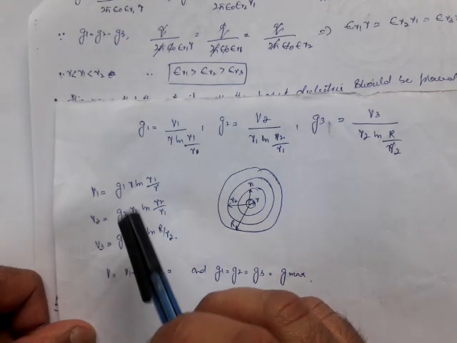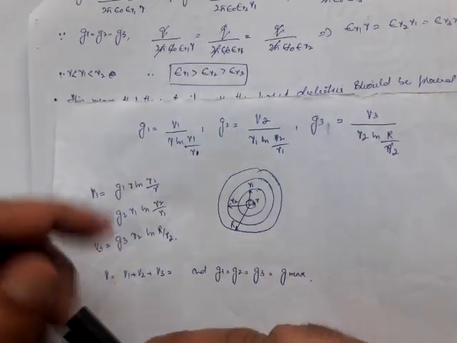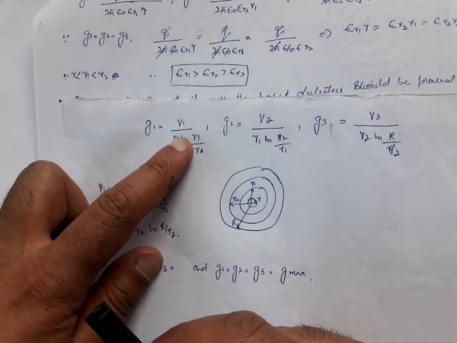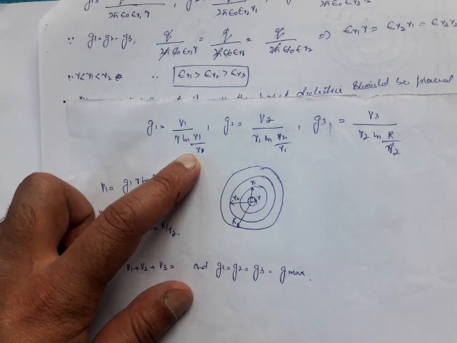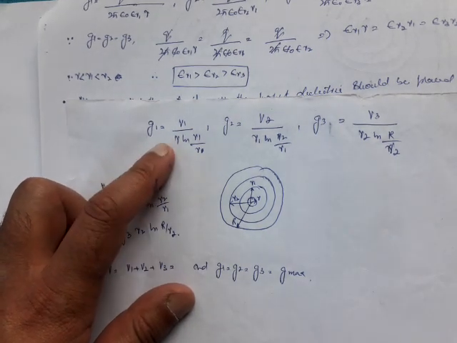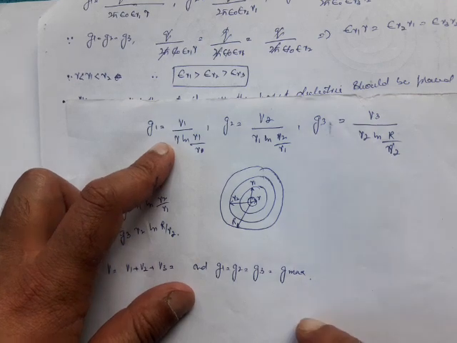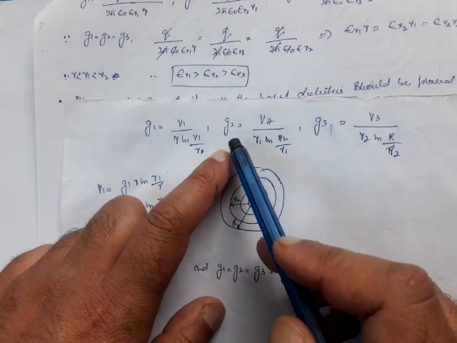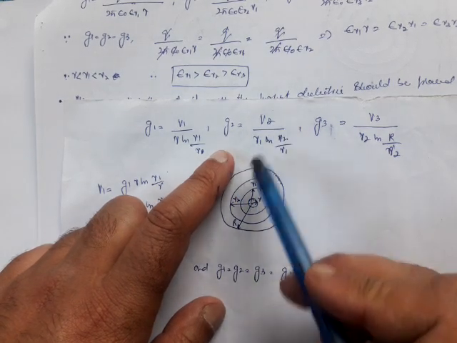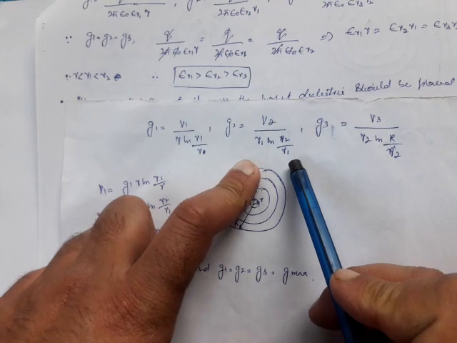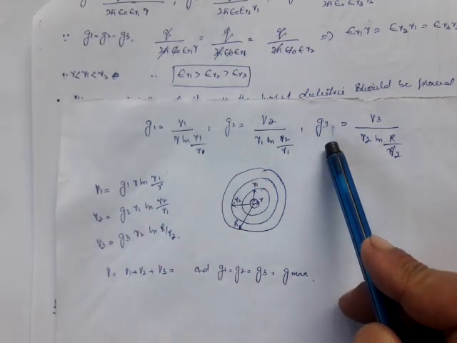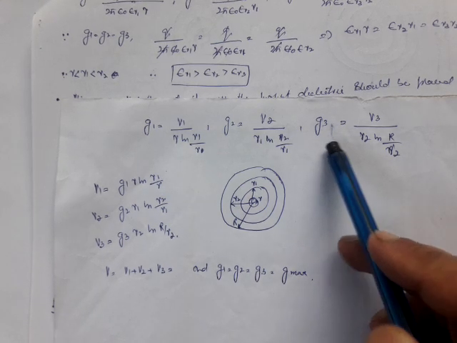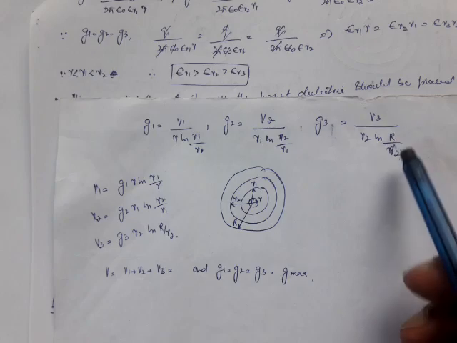Now, since we know that G1, that is the electric field stress at the surface of the conductor, is given by V1 divided by R ln of R1 by R. This is actually the electric field stress at the surface of the first dielectric. Similarly, G2 will be equal to V2 divided by R1 ln of R2 by R1. Similarly, G3, that is electric field stress at the surface of the third dielectric, will be equal to V3 divided by R2 ln of R by R2.